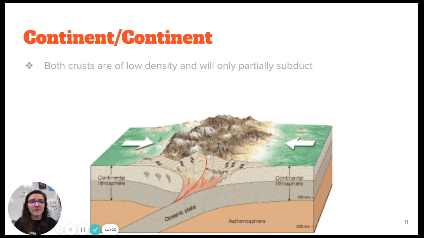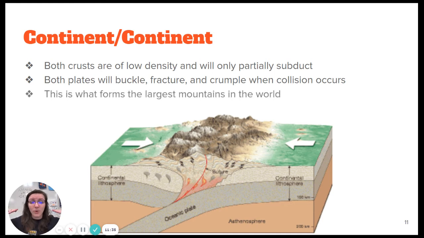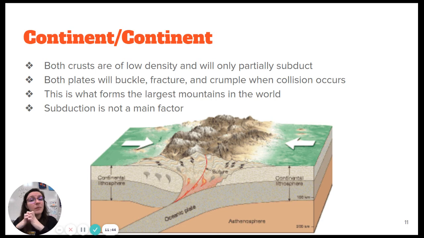Continent-continent. Here we have two things that are both pretty low density. So one of them is still going to subduct, one will still go under the other, but not nearly as much. This is more like two things slamming into each other, and one of them's going to buckle and give and move under the other, but they are slamming into each other and mostly pushing up. There's going to be a lot of fracturing, crumpling, buckling, all of those kinds of things happening at this collision. And that is where we get the largest mountains in the world.